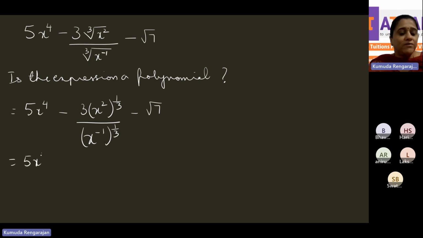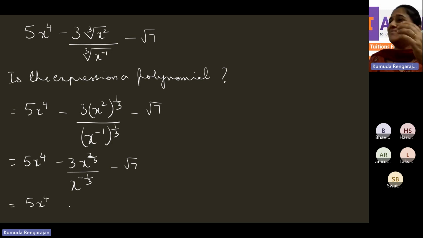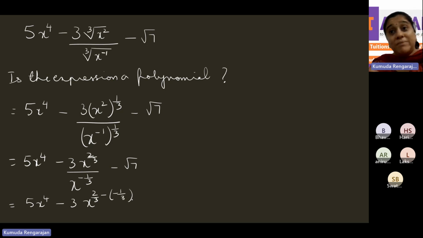Okay, so this is 5x to the power 4 minus 3 x to the power 2/3, by x to the power minus 1/3 minus √7. Now, what does the law of exponents tell us? When bases are the same and division, subtract the powers. So -3 x to the power 2/3, subtract the power, so minus 1/3. The powers are 2/3 and minus 1/3.